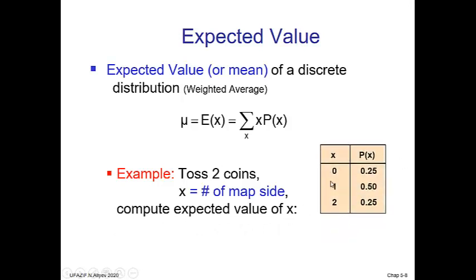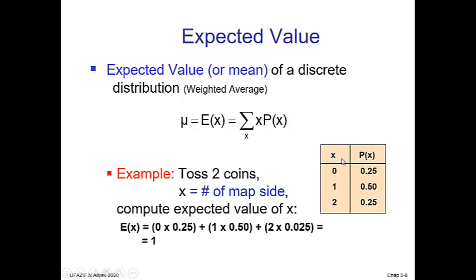Here you have a table and you have a formula. We are going to just multiply each value of x by its corresponding probability and add all these multiplications. Look at 0 times 0.25, 1 times 0.5, 2 times 0.25, and the result gives us 1. Okay, this represents the average of a random variable x.